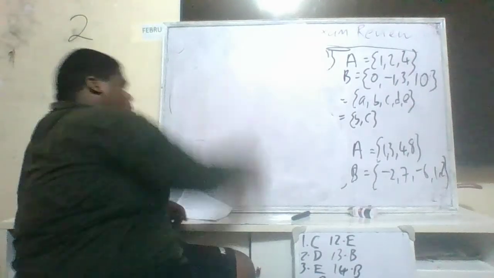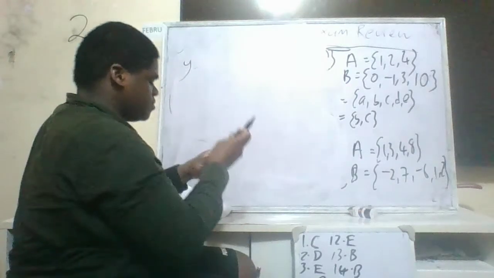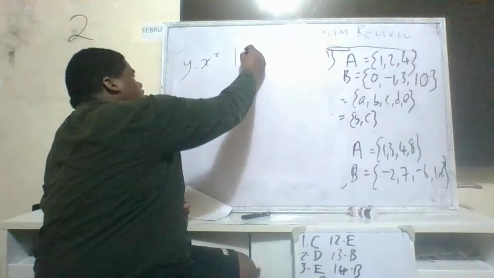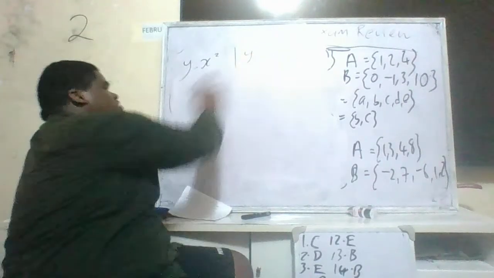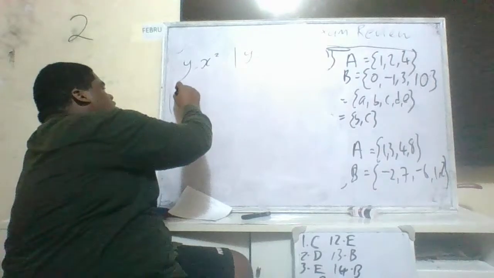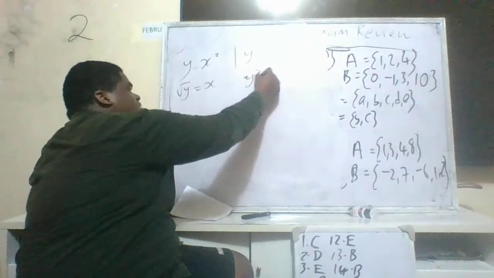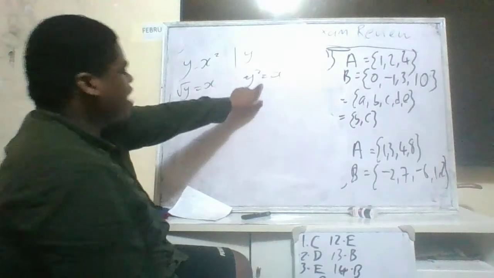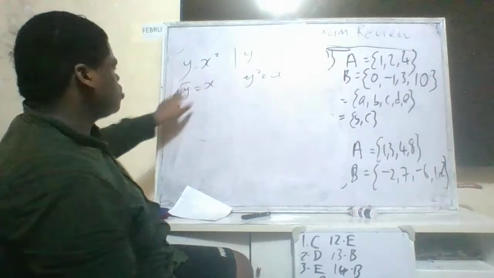So y is equal to x squared and y is equal to the square root of x. If I make x the subject of the formula on both sides, I'm going to have the square root of y is equal to x and y squared is equal to x. So you can see it's the same thing. y is equal to x squared, x equals y squared, and y is equal to the square root of x, equals the square root of y.